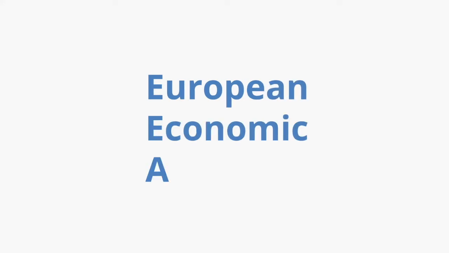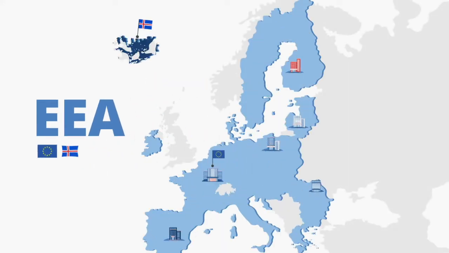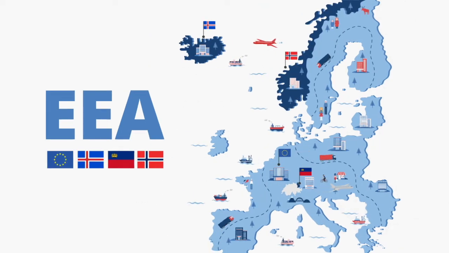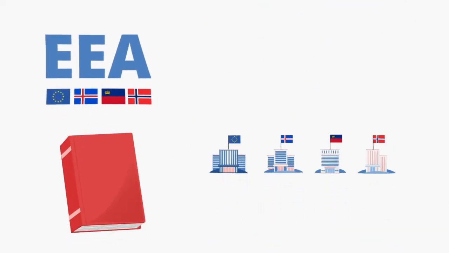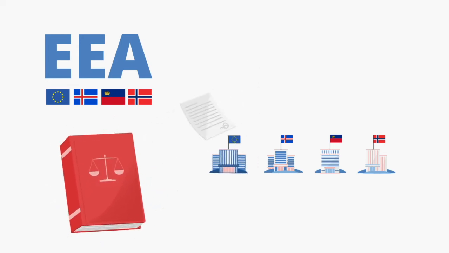The European Economic Area, the EEA, brings together the European Union and Iceland, Liechtenstein and Norway in the internal market. The EEA agreement is dynamic, meaning it is continuously updated to make new EU legal acts part of the agreement.